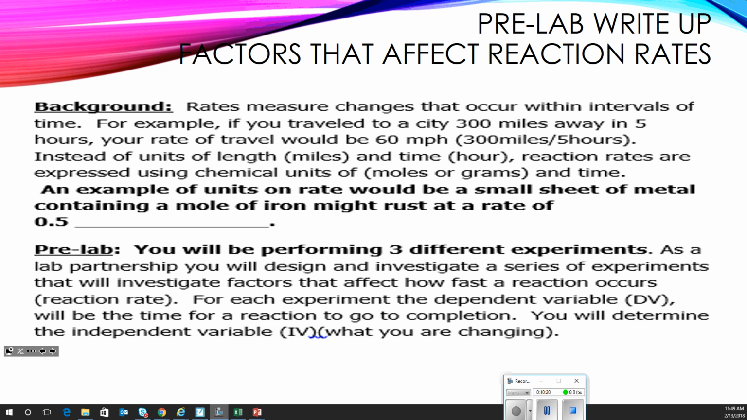So in your head, and if you want to be brave and volunteer, let me know what you think. How fast would a mole of iron rust? What would the units be that I would use? The first one would be moles, but what would I divide it by? And this is in your lab. How fast does something rust? Think it would be hours?